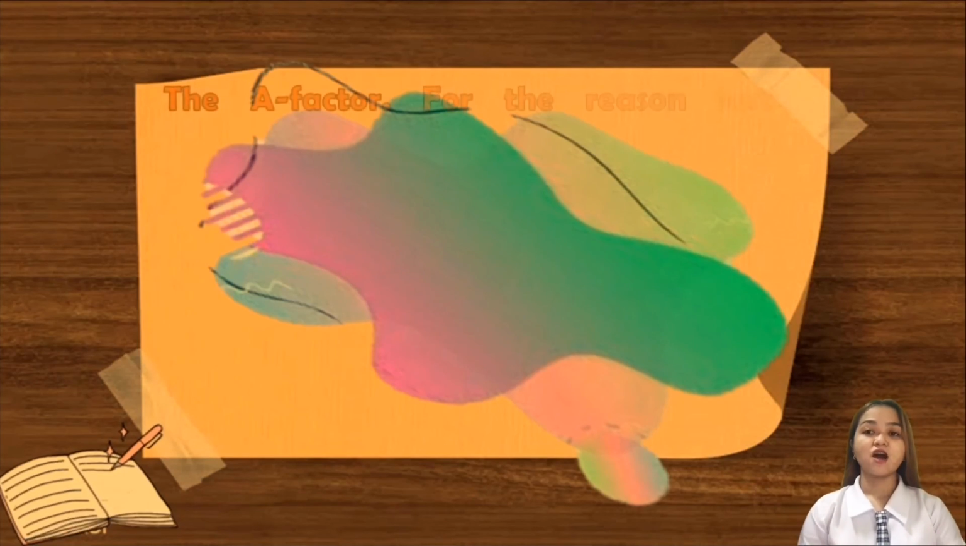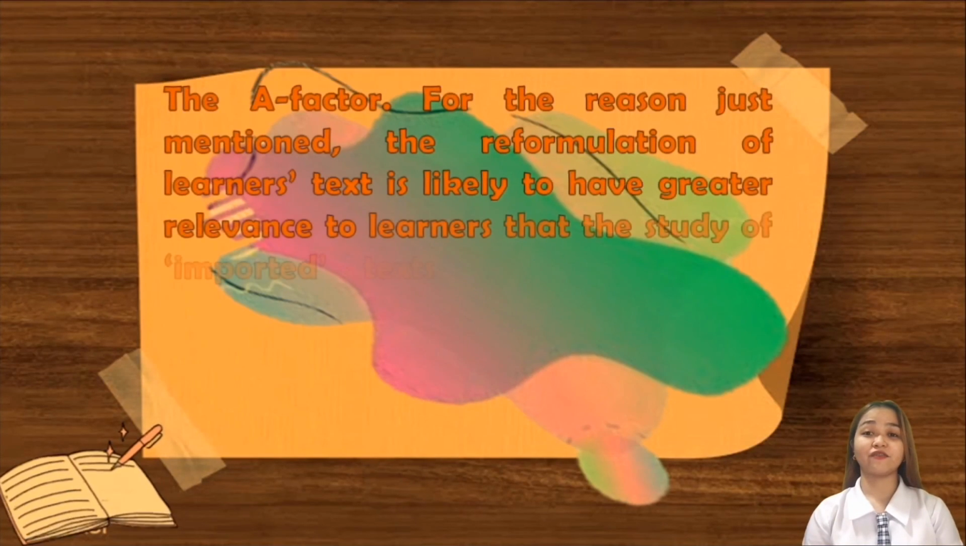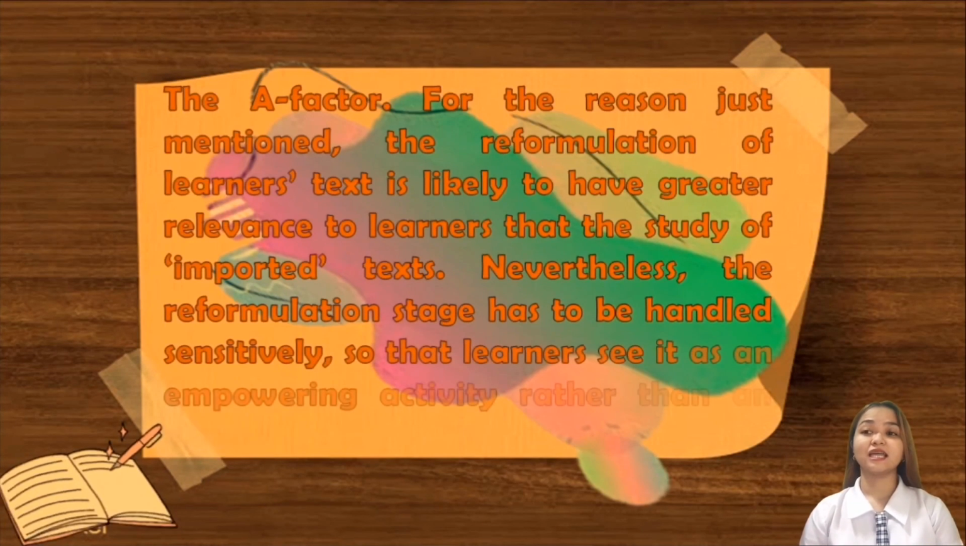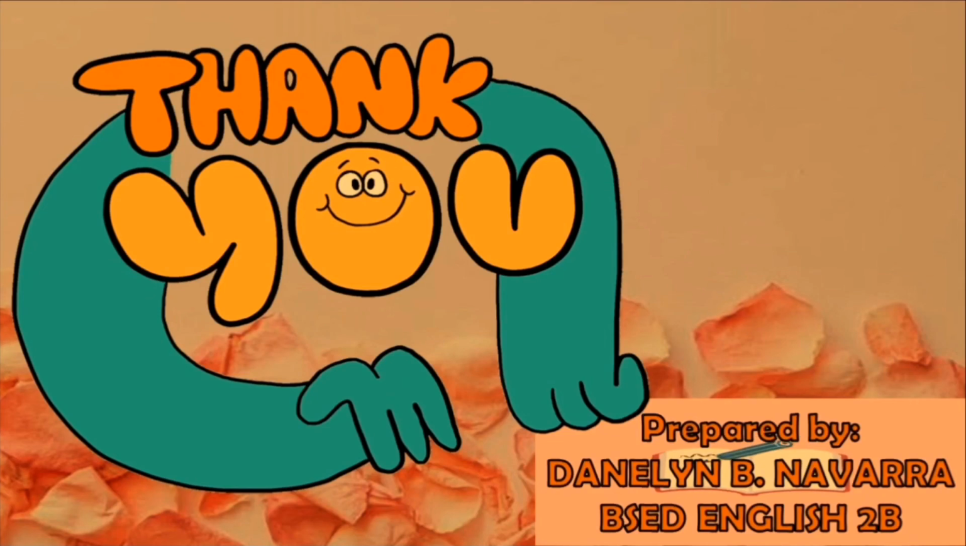The A factor. For the reason just mentioned, the reformulation of learners' text is likely to have greater relevance to learners than the study of imported text. Nevertheless, the reformulation stage has to be handled sensitively so the learners see it as an empowering activity rather than an exercise in humiliation. In addition, any activity that allows the teacher to extend his control on the blackboard may run the risk of becoming perilously chalky-talky.